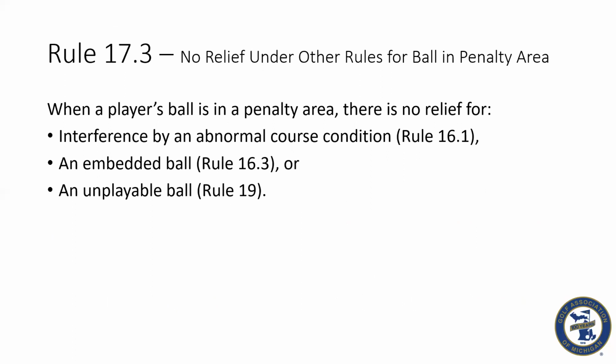All right, now there's a few situations where we're not going to get relief. When our ball is in a penalty area, there's no relief for interference by an abnormal course condition. So if our ball's in a penalty area and there's a sprinkler head, we're not going to get relief from that. If our ball is embedded in the penalty area, we're not going to get relief from that. If we deem it unplayable, we actually can't take an unplayable in a penalty area. So if we're going to take relief from those situations, we just take relief from the actual penalty area under the options that we talked about last week.